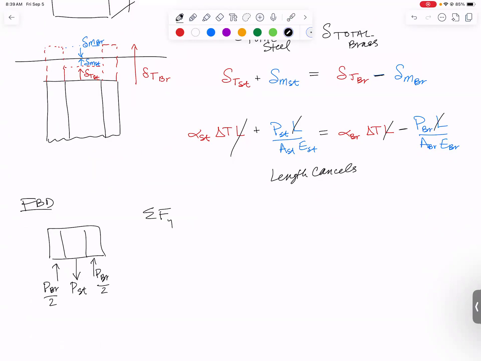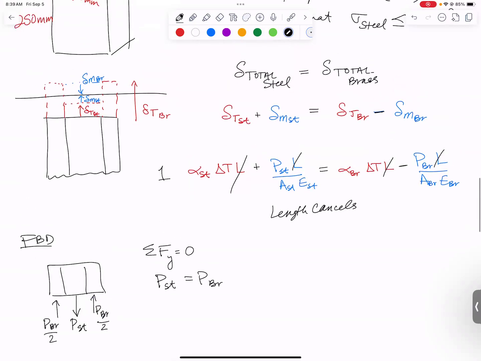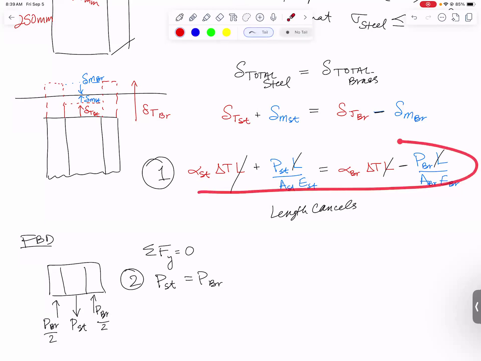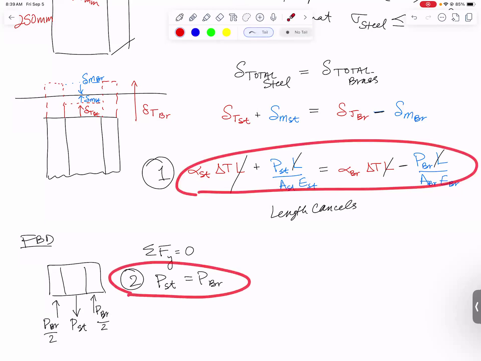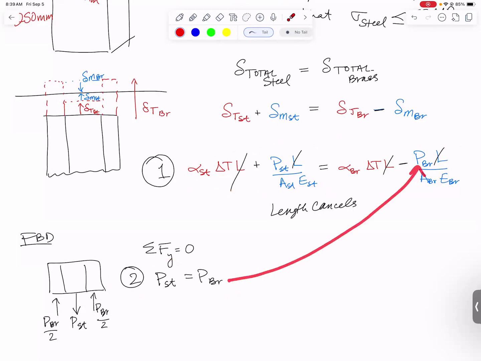If I sum forces in that direction, I get that the P in the steel has to equal P in the brass, right? They're pushing and pulling each other with an equal and opposite force. So this was my first equation right here. Here is my second equation, because remember with statically indeterminate problems, we're always combining the results of a compatibility equation with the results of an equilibrium equation. So what do I do? I'm going to take this and get rid of one of the P's. I know the alphas, but I don't know P and I don't know delta T. So I'm going to need another equation to solve all of this in the end.